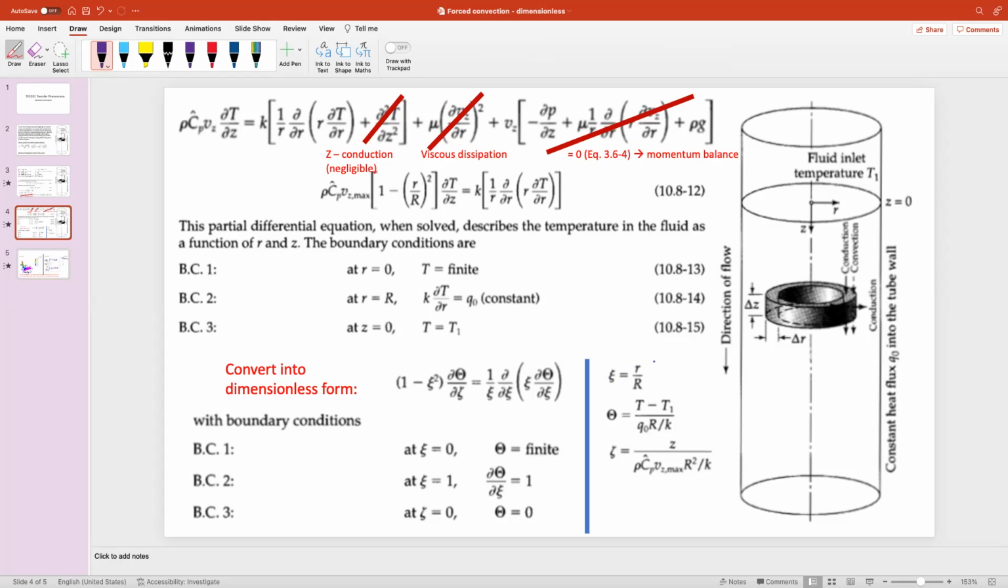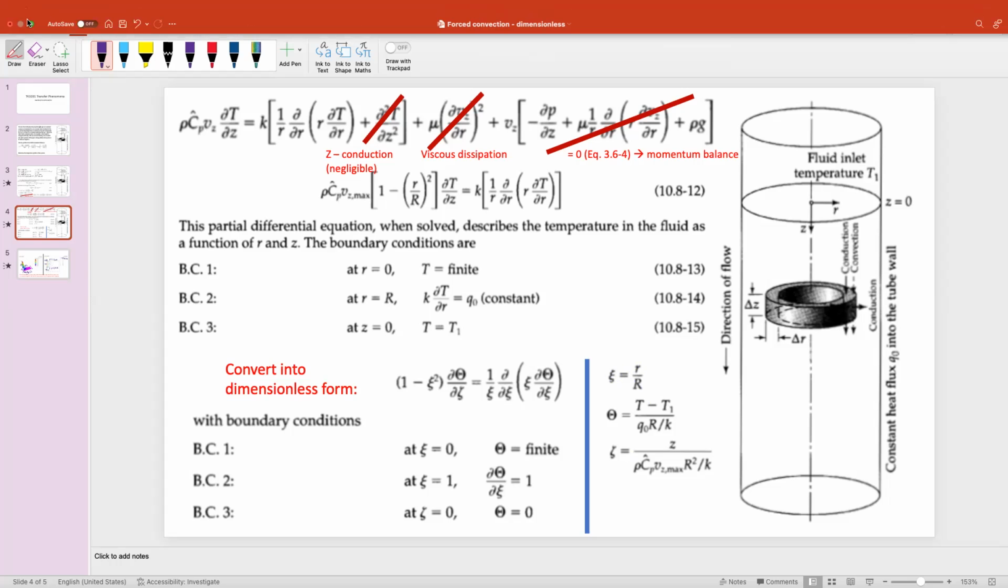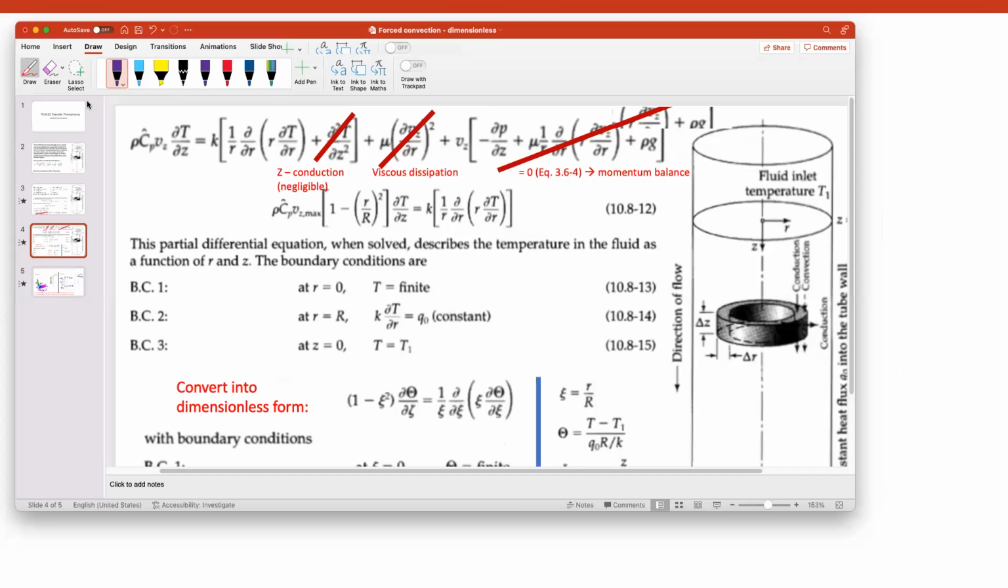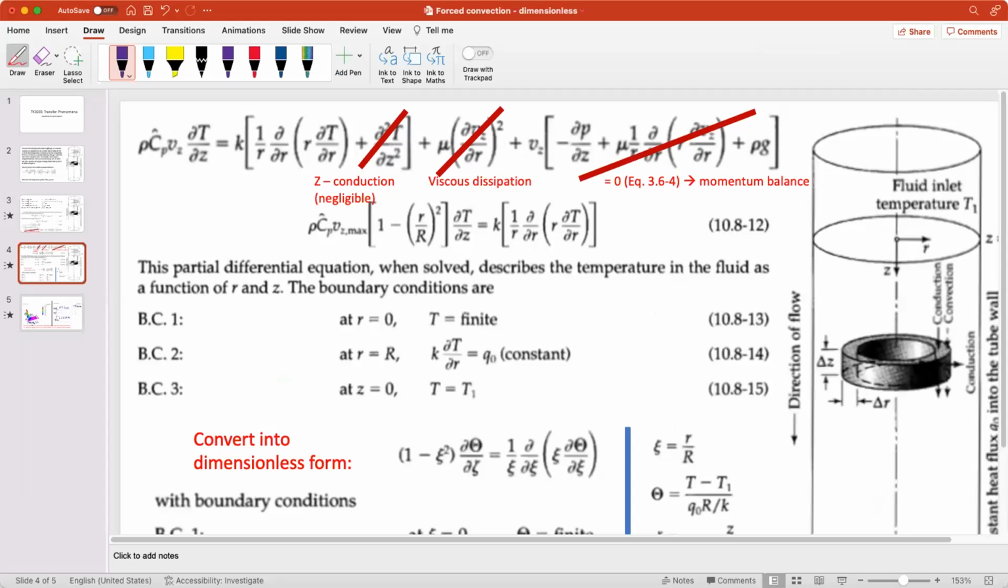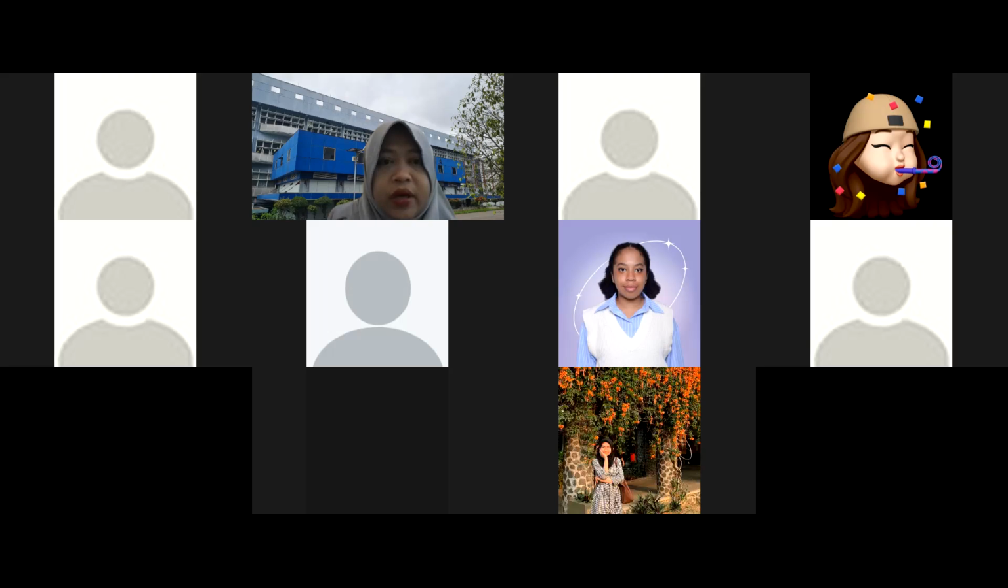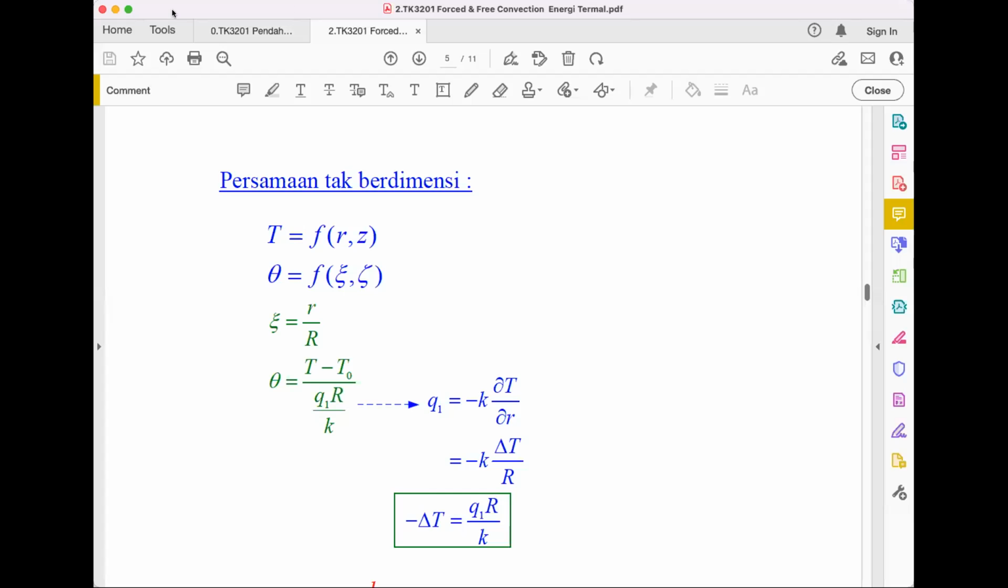Or maybe I think I need to just continue with the handout. The handout should have it. Oh yeah, okay. I think I'll just stop sharing here and go back to the handout, because the handout also has that one.